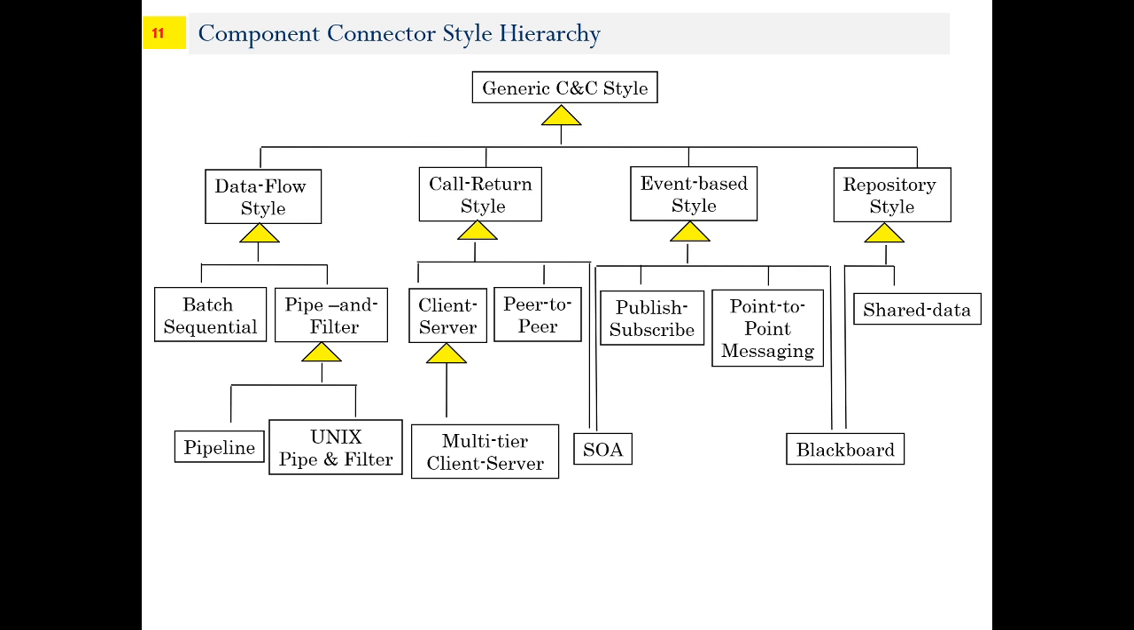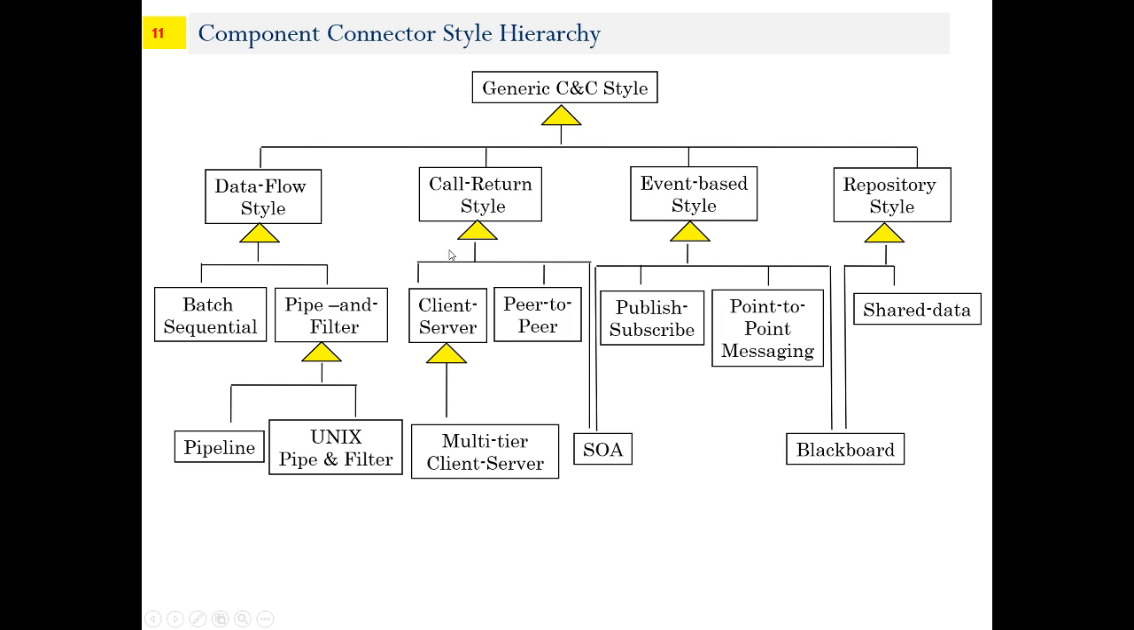In call return style, the communication protocol says there are only 2 choices: request reply and request reply acknowledgement, the RR cycle and the RRA cycle. So the call return style is based on the RRA cycle. We have client server, peer to peer, and multi-tier client server, because you cannot depend on 2-tier architecture alone. It could be 3-tier, 4-tier, n-tier, and so on.